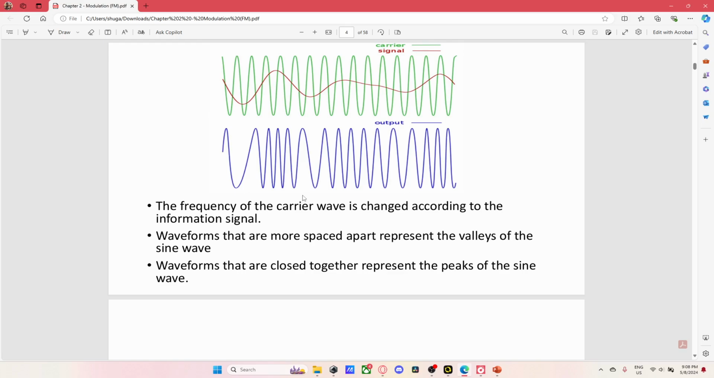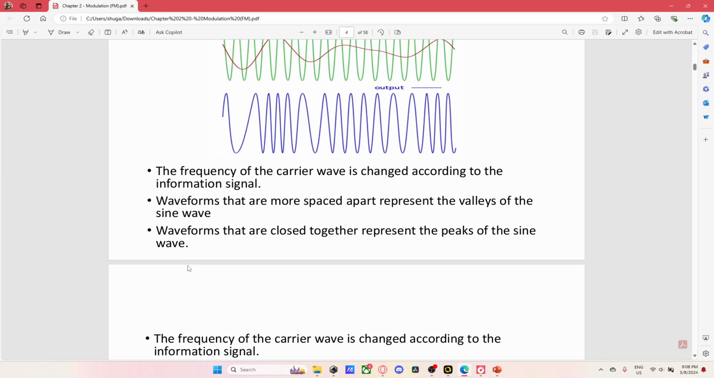The frequency of the carrier wave is changed according to the information signal, and the waveforms that are more spaced apart represent the values of the sine wave. Waveforms that are close together represent the peaks of the sine wave.